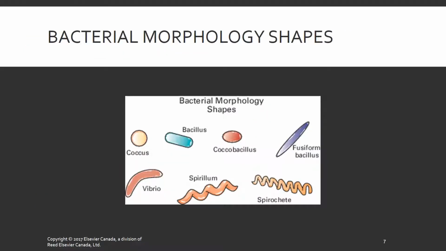So some common bacterial morphological shapes, okay? These are different shapes in which we find bacterium in the environment. I don't expect you to remember specifically which bacteria are which, obviously, but this is just for your information, okay? So we have cocci, coccobacilli, spirillum, spirochete, vibrio, bacillus, and fusiform bacillus. Sometimes we're going to hear these terms used, and that's just referring to the morphological shape of the bacterium.